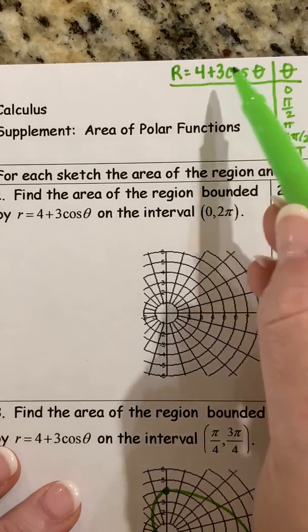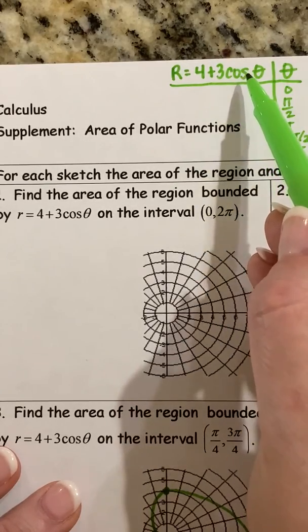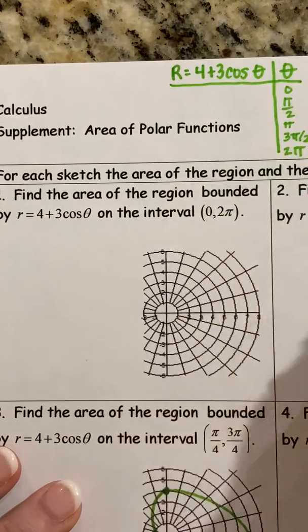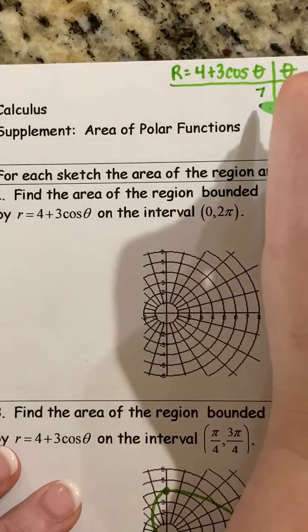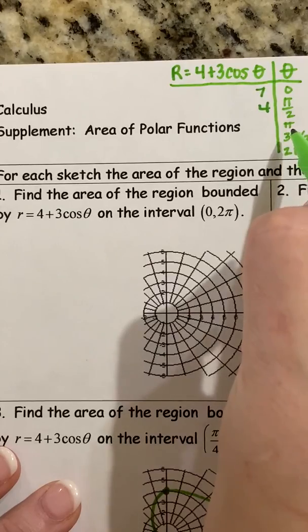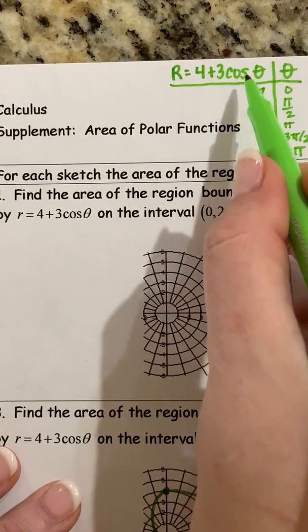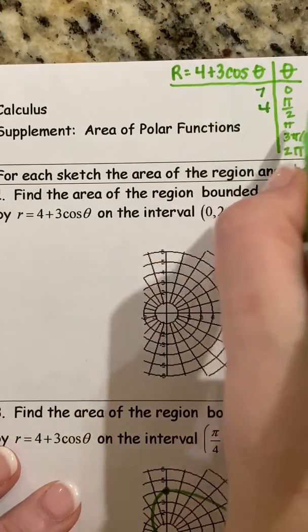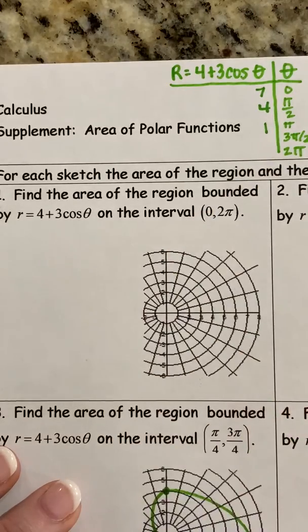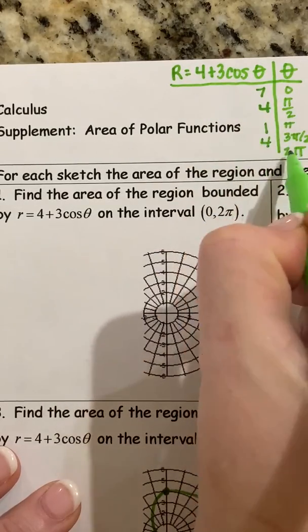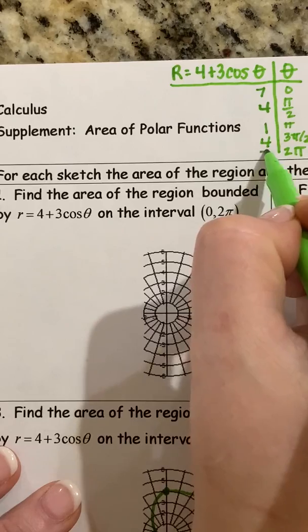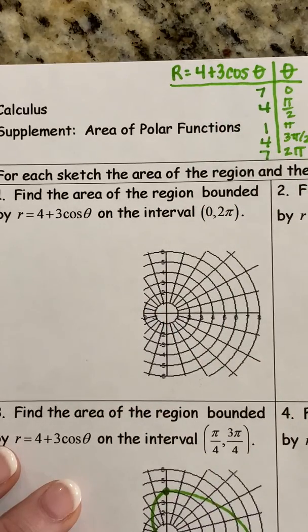So when I plug them in, cosine of 0 is 1, 1 times 3 is 3, plus 4 is 7. Cosine of pi over 2 is 0, times anything is 0, plus 4 is 4. Pi, cosine of pi is negative 1, times 3 is negative 3, plus 4 is 1. And then 3 pi over 2 is 0 again, so I get 4, and 2 pi is the same as 0, which is 7.